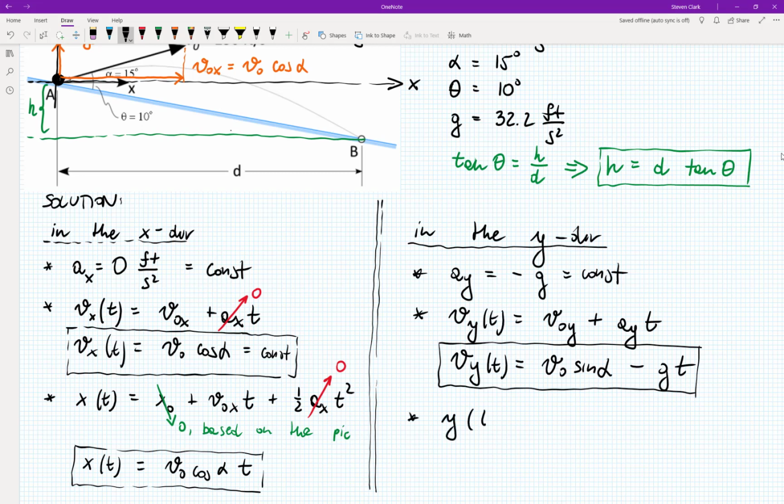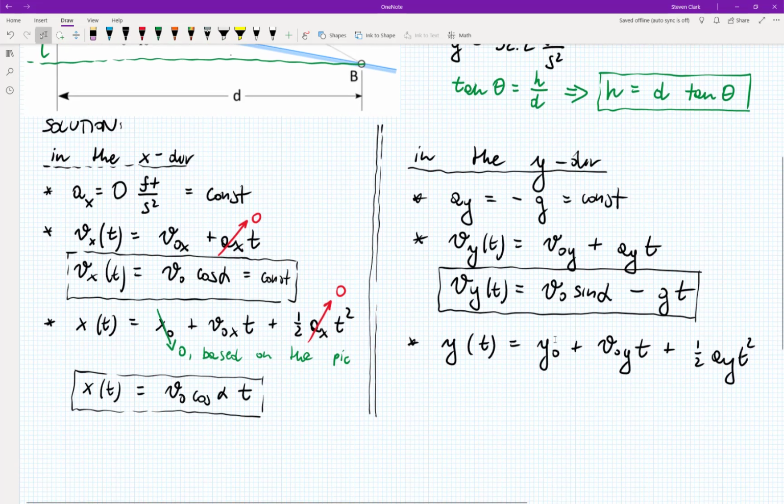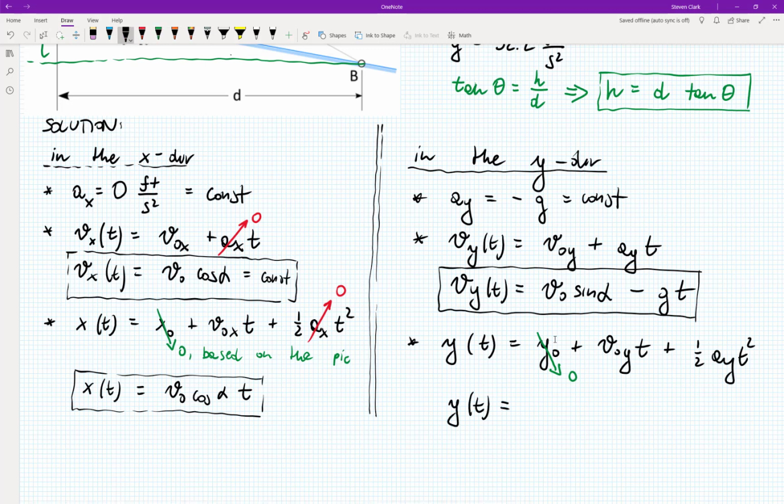Now position. Let's use again the ready-to-go expression. y0 plus v0y t plus half ay t squared. Okay, and y0 is 0 for the same reason as before. So y of t is equal to v0 sine alpha t minus 1/2 g t squared. Awesome.